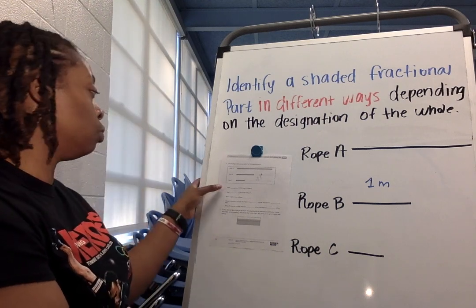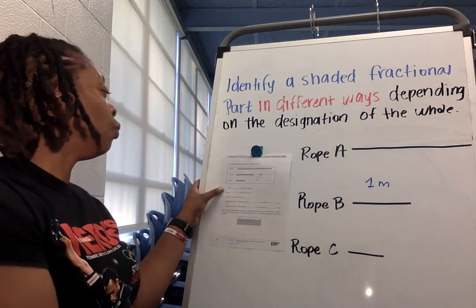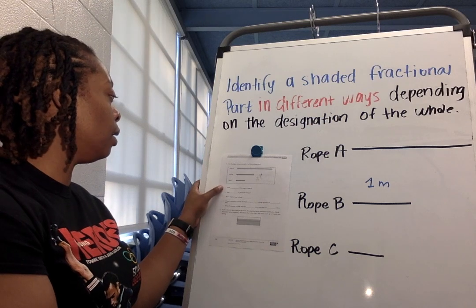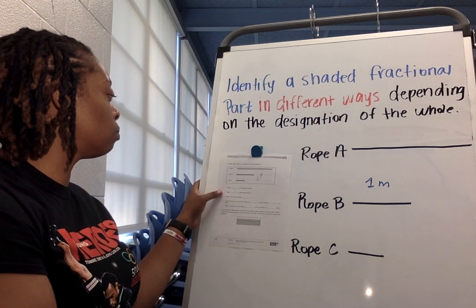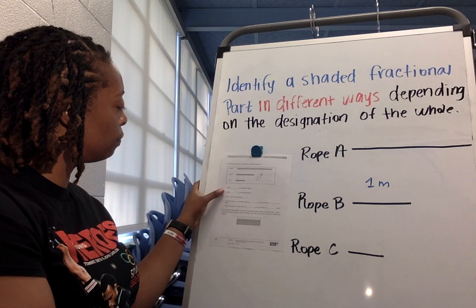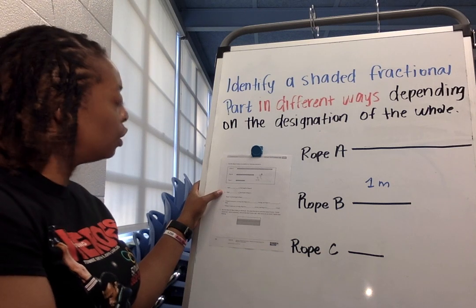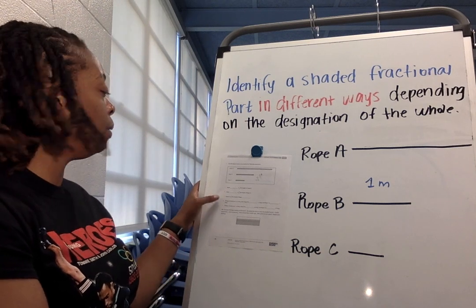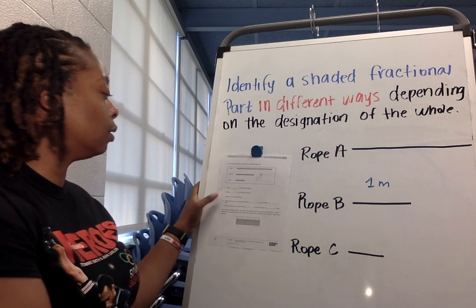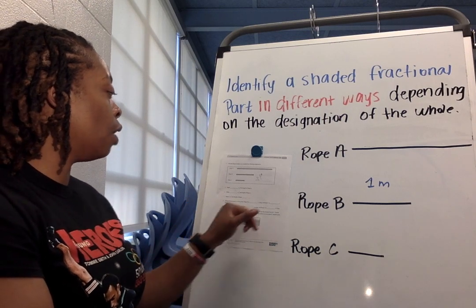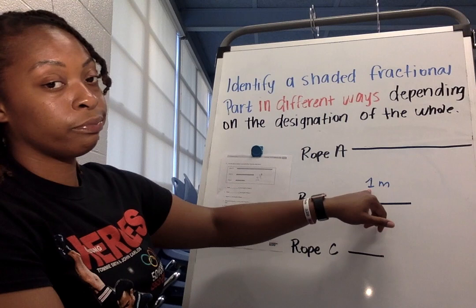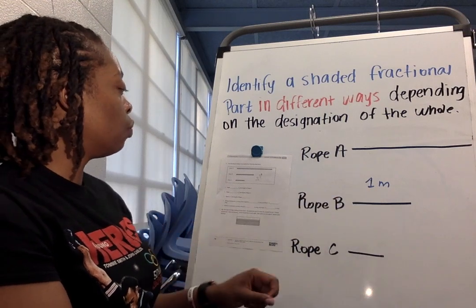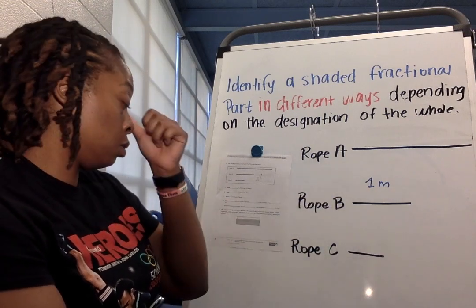If you go back to question A, we put that rope. Once you answer B, it'll be easier to answer D. So if rope B is 1 meter long, then rope A is how long?